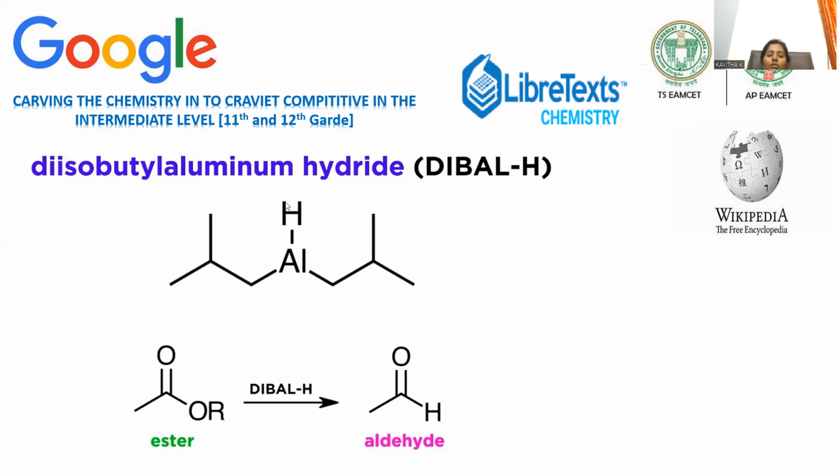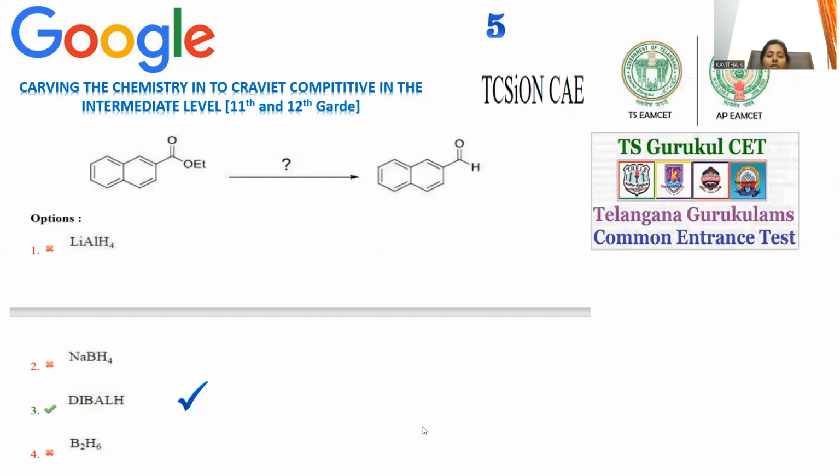And aluminum is also having one more bond with the hydrogen as the hydride, H minus, because aluminum is electropositive, the bonded electrons will be carried away with the hydrogen, so that hydride will be there. Diisobutyl aluminum hydride is Dibal, which is a strong reducing agent specific for ester to aldehyde transformation, which is accorded in option number 3. For question number 5, option number 3 will be the correct answer.